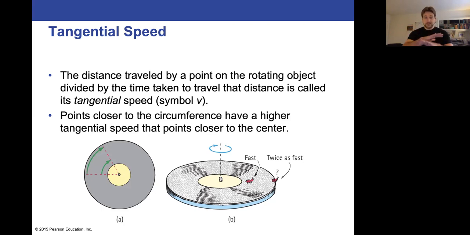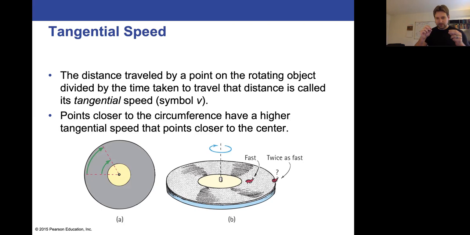And every part of the record, if we talk about these two bugs standing on the record, each of them makes 45 rotations every minute. They're gonna get dizzy. Do bugs get dizzy?